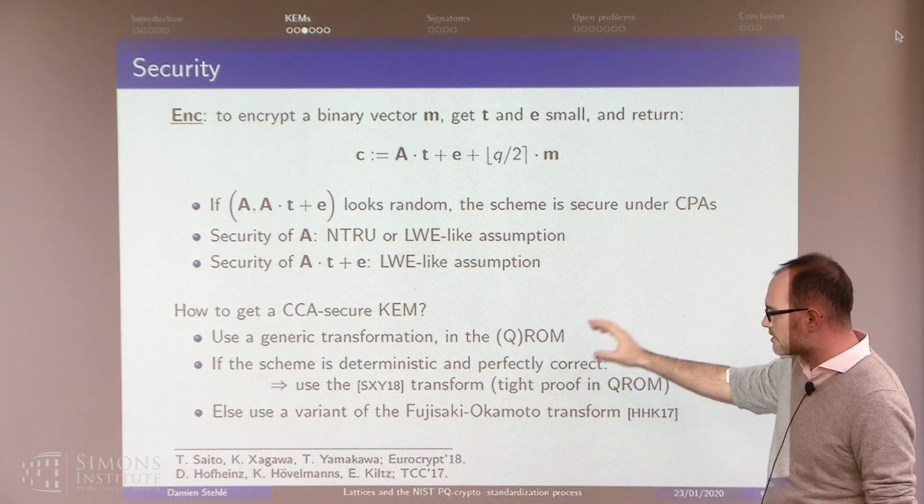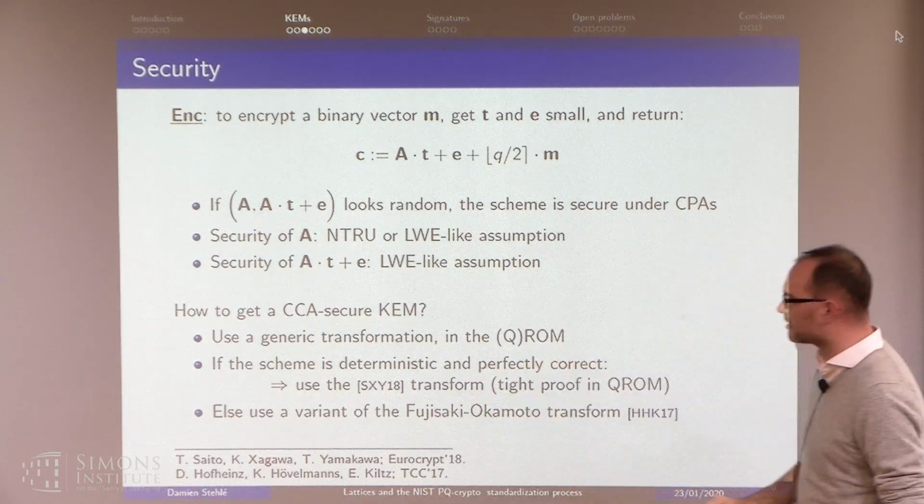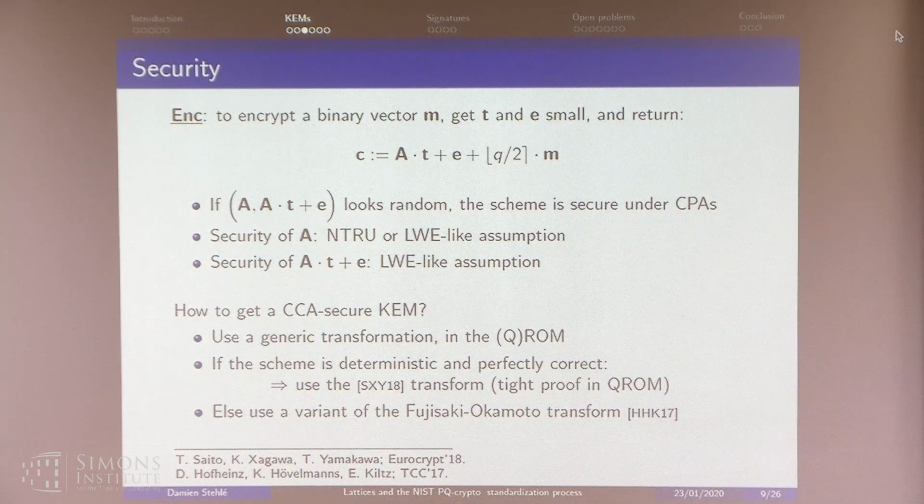So maybe two cases, at least at the moment, as far as we know. If the scheme is deterministic and perfectly correct, then we can use the so-called SXY transform, which enjoys a tight proof in the QROM. And there are not many schemes out of the 9 encryption schemes that I gave that are perfectly correct. As far as I know, there is one, NTRU Prime, but I'm not sure there are others. I'm not betting any dollar on it.